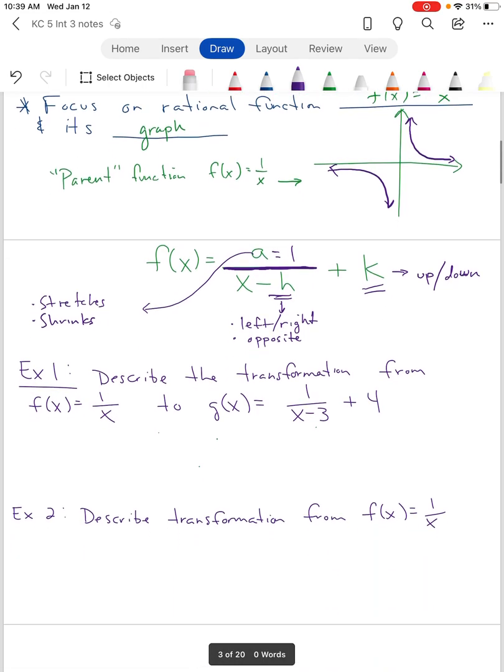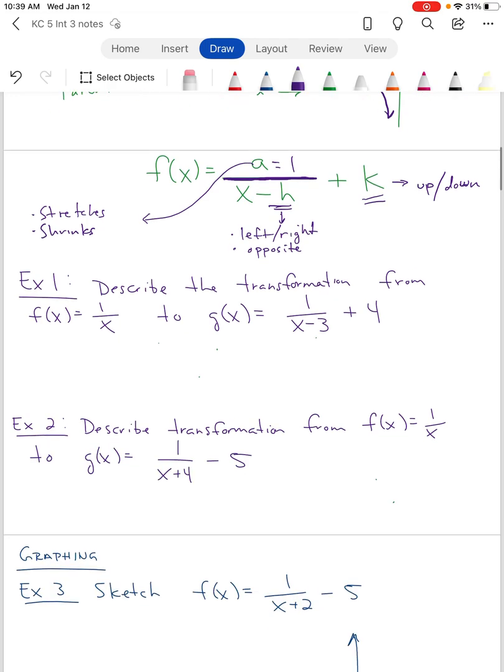So all we're going to do here is describe the transformations that happen in these following examples.